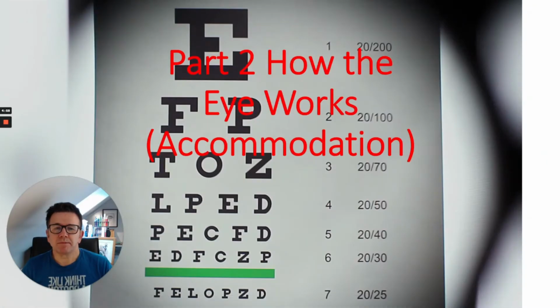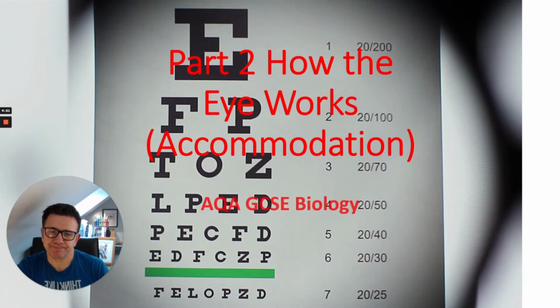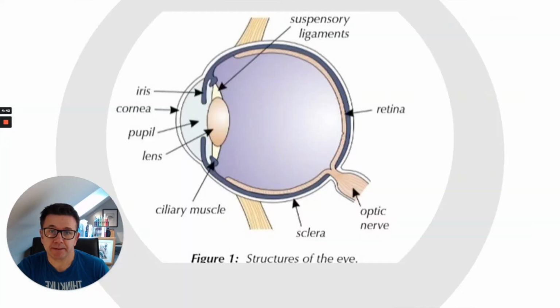Hi everybody, welcome to part 2 of how the eye works, and this video is about accommodation. It's for AQA GCSE Biology. If you're doing combined science, you won't be examined on this particular topic.